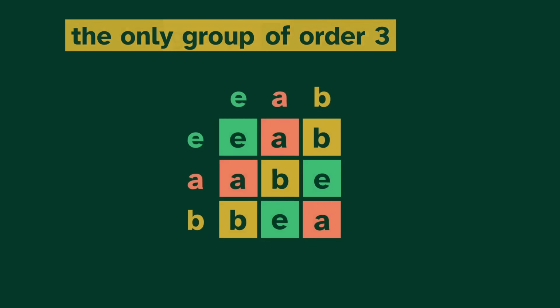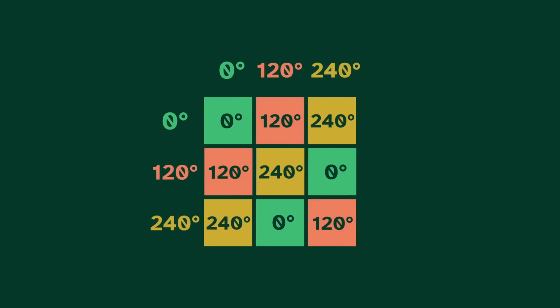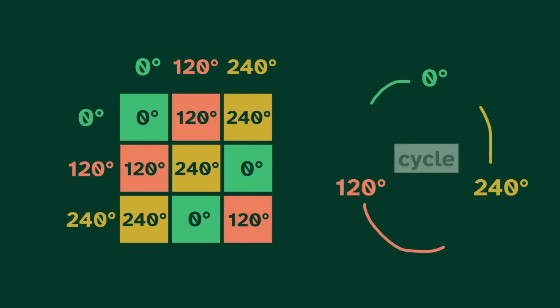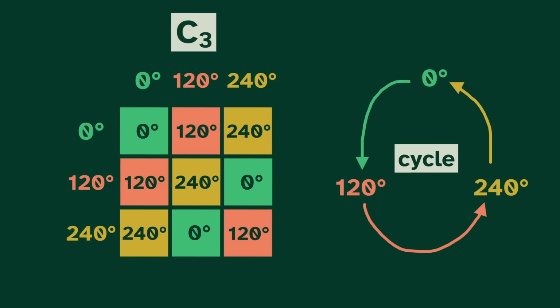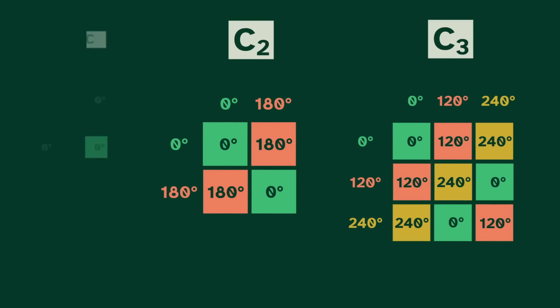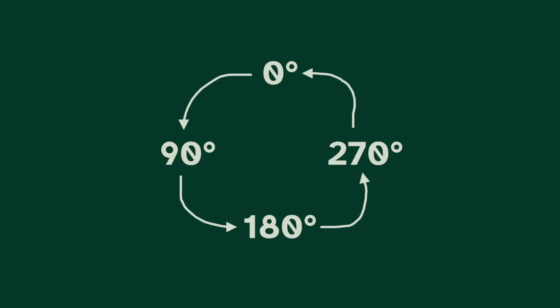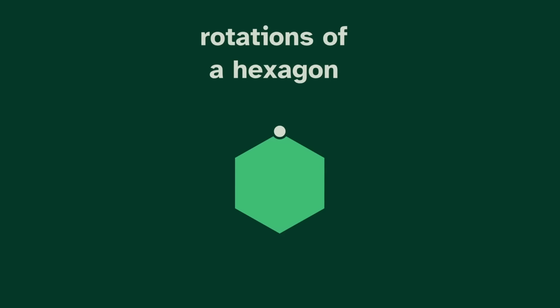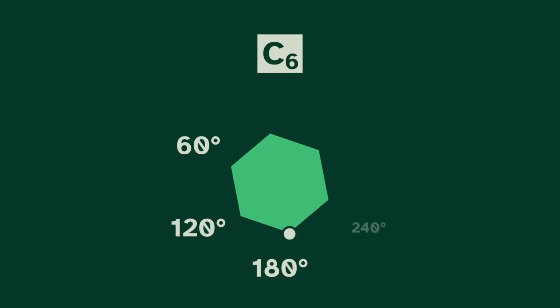But first, let's take a closer look at this group. We can rename these elements to be a 0 degree, 120 degree, and 240 degree rotation. These rotations make a cycle, so this is called a cyclic group, and we write it as C3. We already saw C2 and C1. These are the smallest groups. So then if we used 90-degree rotations, that's C4? Exactly, and we can do this for any integer. Remember the group of rotations of a hexagon? That was C6. Yes, it has 60 degree, 120 degree, 180 degree, 240 degree.